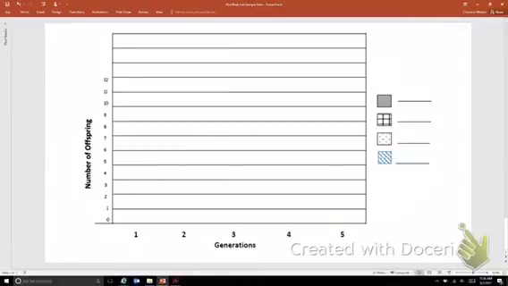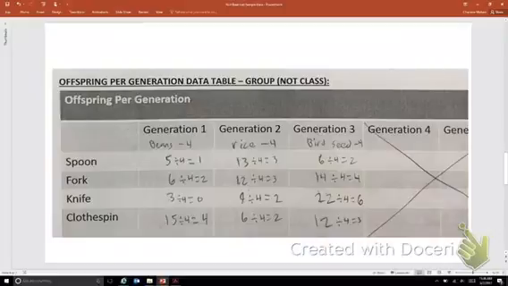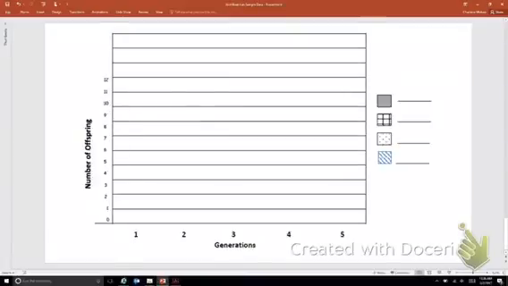So we need to go back and look at that offspring data. And so for our spoon, we have 1 in generation 1, 3 in generation 2, and 2 in generation 3. So we have 1, 3, and 2. So we're going to go back to our graph. So our spoon is this one.